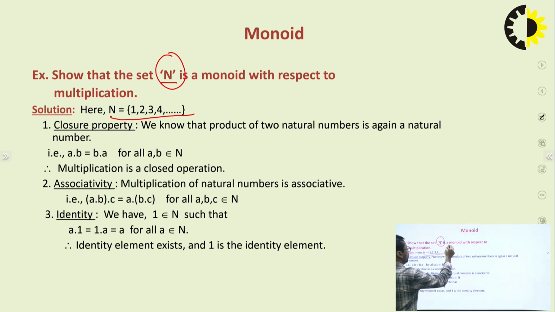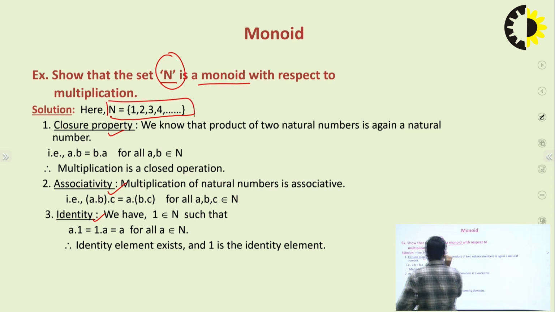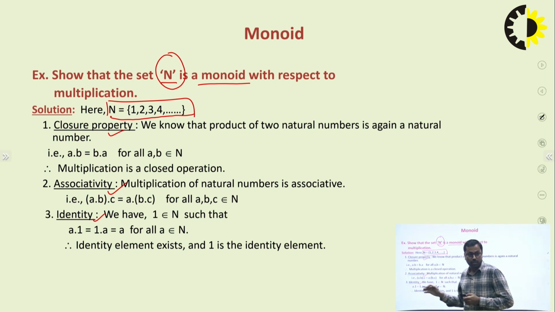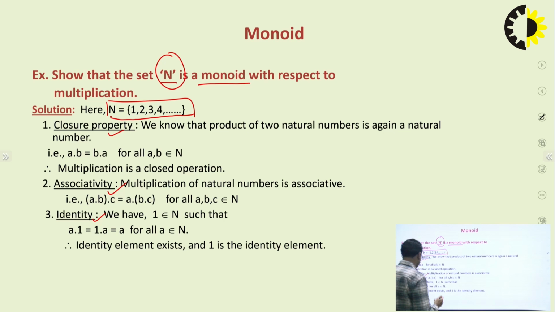So in the case of the monoid, what properties exist in the monoid? Monoid contains the closure property, associative property and identity property. That means the natural numbers N contain the values 1, 2, 3 and 4. The identity elements are the elements that exist in the set values, such that after applying the operation on the set elements, the value will not be changed. So here, in that case, the operation is multiplication. Okay, a dot 1 equal to 1 dot a.